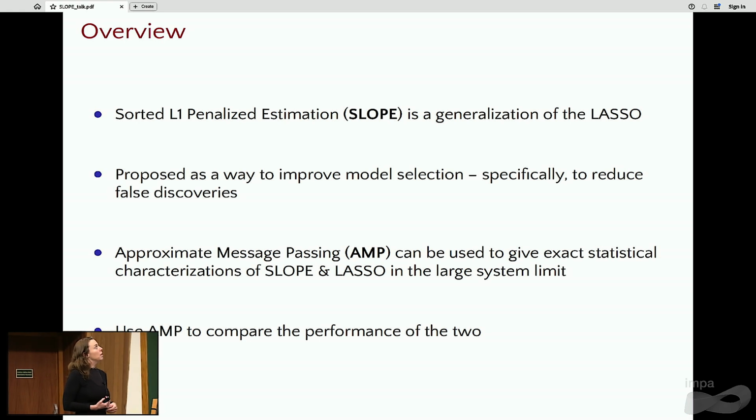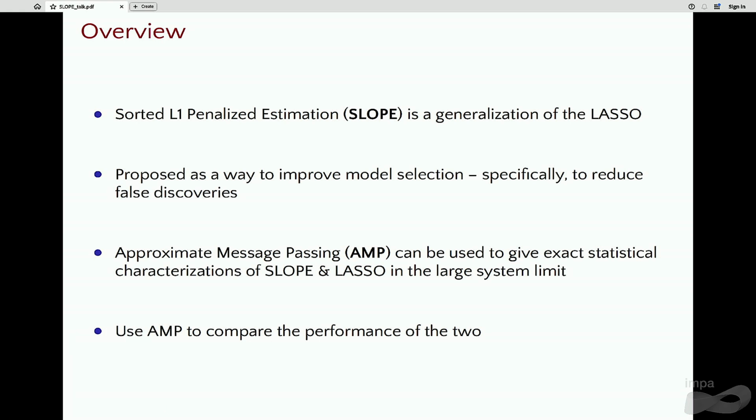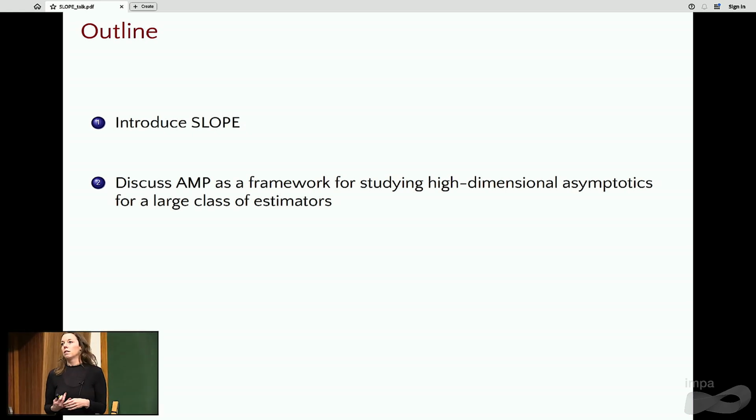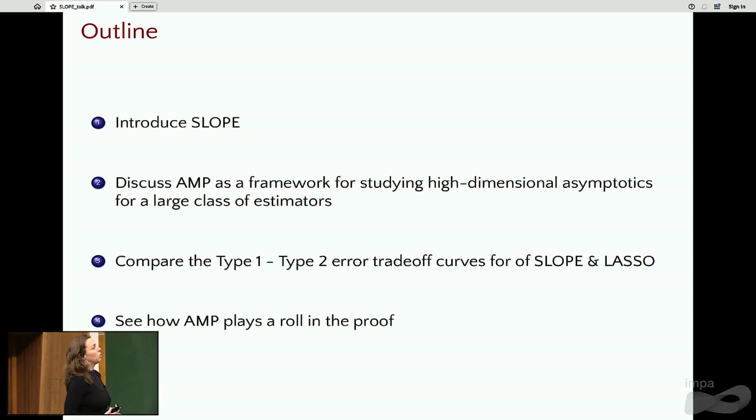So what we'll talk about is approximate message passing algorithms, or AMP, as a way to give exact statistical characterizations of both these estimators in the large system limit, and then we'll use AMP to compare the performance of the two. So basically, what I'm going to do is start the talk by introducing SLOPE, so we have an idea of the problem we want to study. But then I'm going to just discuss AMP generally as a framework for studying high-dimensional asymptotics for a large class of estimators. So namely those that can be constructed as minimizers of a sort of random cost function. And then we'll show what this buys us in terms of SLOPE specifically, and discuss a little bit about how AMP plays a role in the proof.